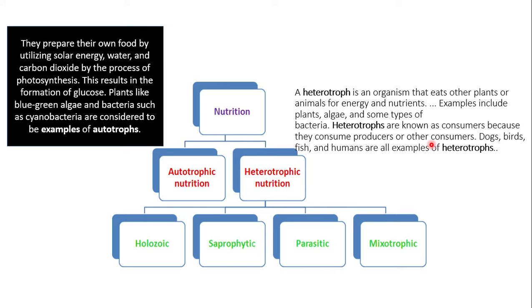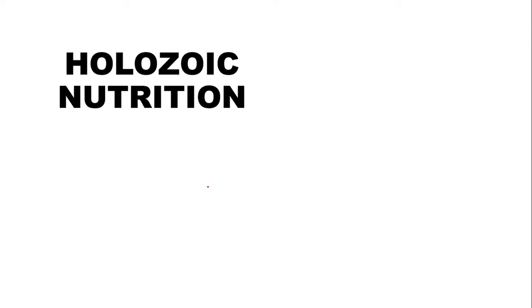Okay. So heterotrophic nutrition is divided into four categories. One is Holozoic, one is saprophytic, another is parasitic, and the Mixotrophic. Okay, so let's get into detail. So Holozoic nutrition is a nutrition where the food is taken by the organism in a state of liquid or solid.